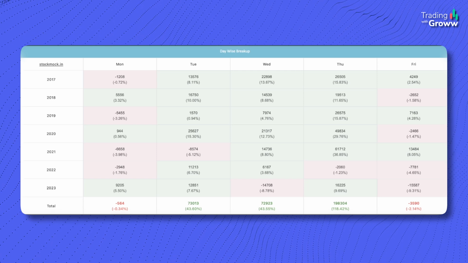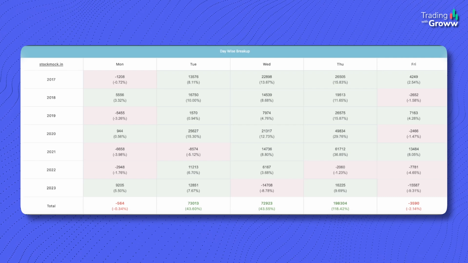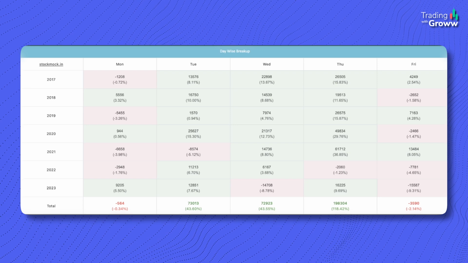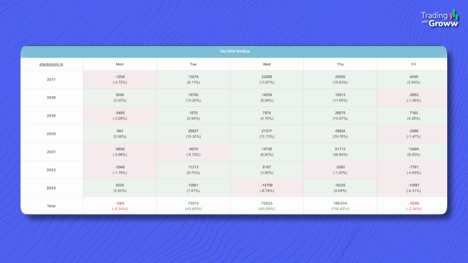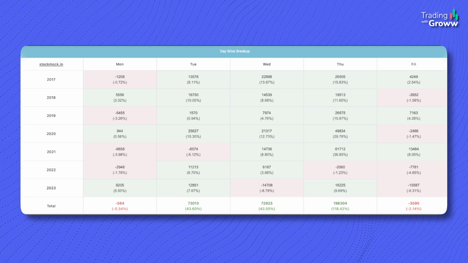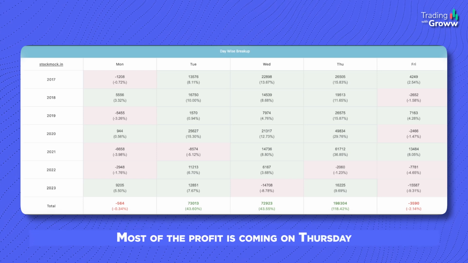So our system rules work well only on range bound days. Tuesday, Wednesday and Thursday, if you observe, Tuesdays and Wednesdays have given 43% overall returns from 2017 to 2023, and on Thursdays alone it has given almost 118% returns. So from Monday to Friday, most of the profit is coming only from Thursday.